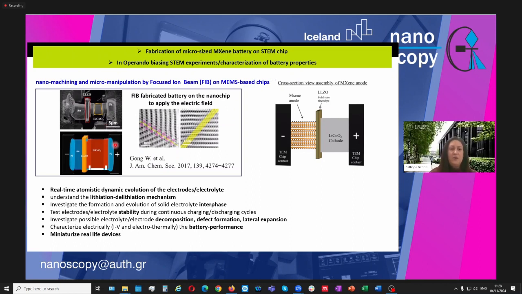So our goal was to manage to do that and then do the biasing study in order to understand the lithiation mechanism. Of course, understanding what happens at the interfaces is a major issue, and this is the main issue with respect to all solid-state batteries, basically. And of course, check the stability of all parts of the battery to see if we have decomposition or if we have defect formation. And of course, check the electrochemical performance of the battery itself.